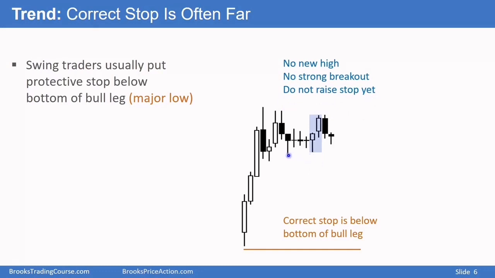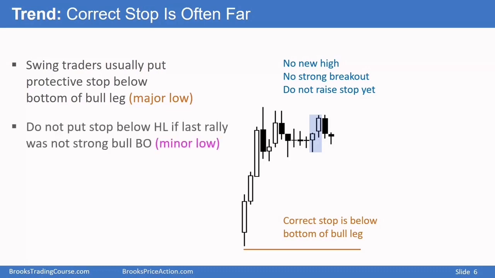Again, don't put your stop below minor higher lows, because too often you'll get stopped out, and the market will then resume up after going below your stop. Stop below here, here, here, all are bad stops. The correct stop is down here. Again, it doesn't matter if you're swing trading or scalping. This is where your stop goes, below the bottom of the last strong leg up.